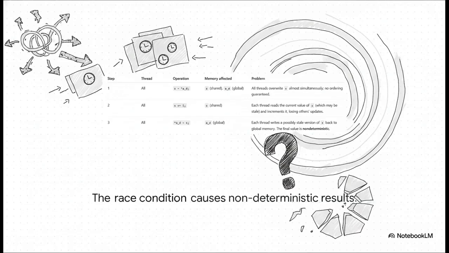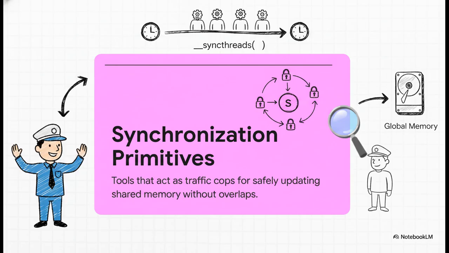The final value you end up with isn't just wrong, it's completely non-deterministic. It literally could be a different number every single time you run the code. So how on earth do we fix this chaos? Well, we bring in synchronization primitives. Think of these as traffic cops for your threads.